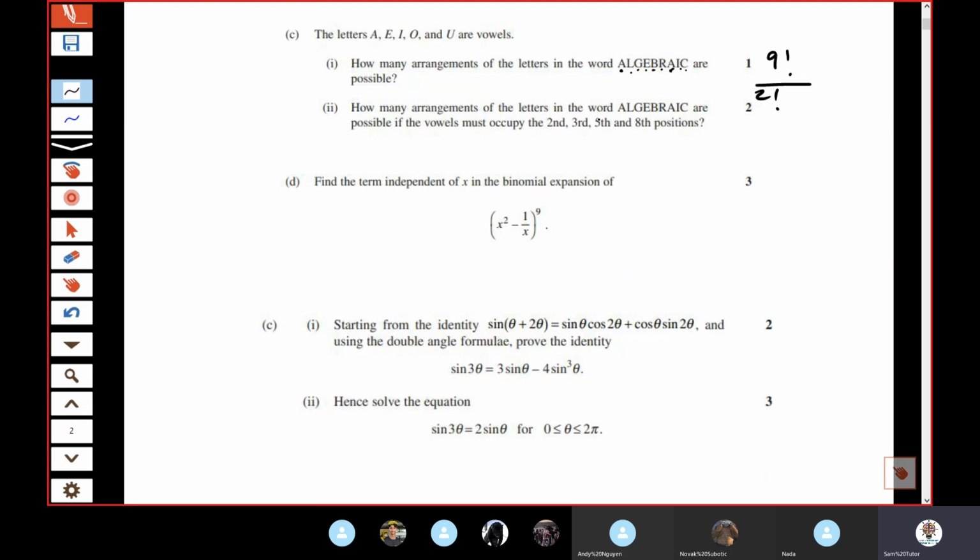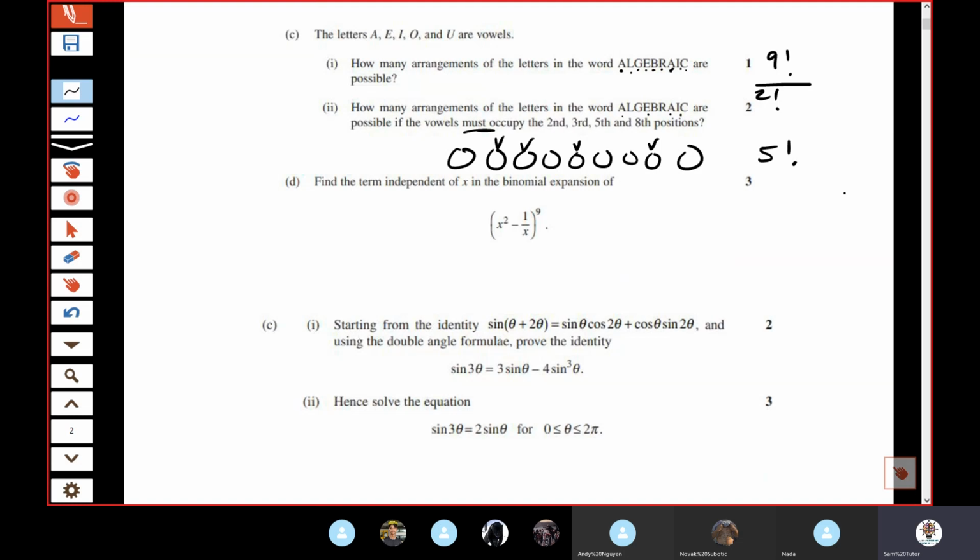How many arrangements of the letters in the word algebraic are possible if the vowels must occupy the second, third, fifth, and eighth position? Okay, here we go. 1, 2, 3, 4, 5, 6, 7, 8, 9. Vowel, vowel. 1, 2, 3, 4, 5. Vowel. 6, 7, 8. Vowel. Is there only 4 vowels? A, E, A, I. Good. Okay, so vowels must be there, which means how many consonants do I have? 1, 2, 3, 4, 5. 5 factorial.